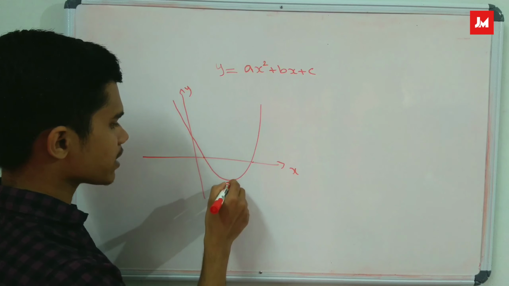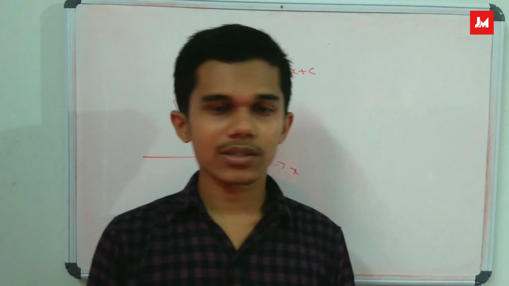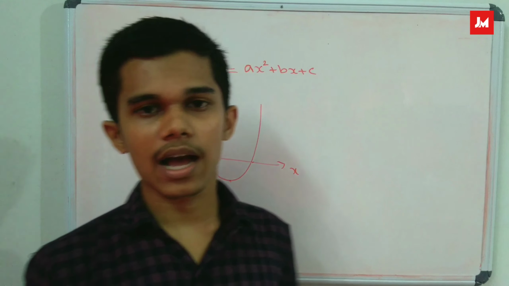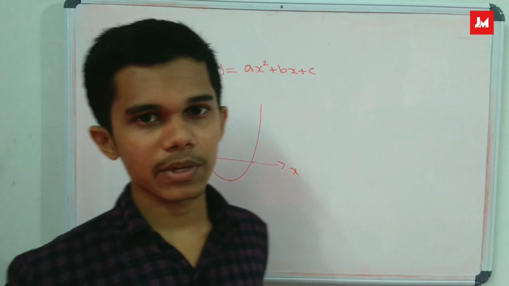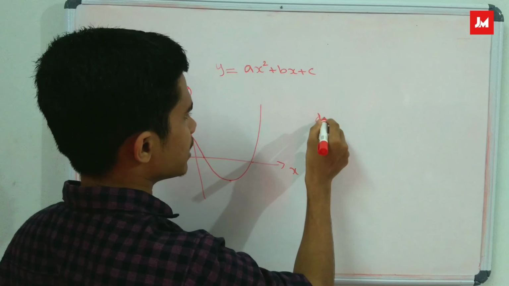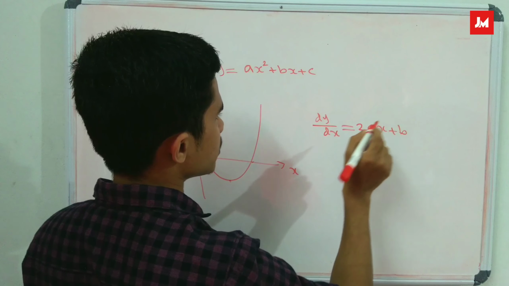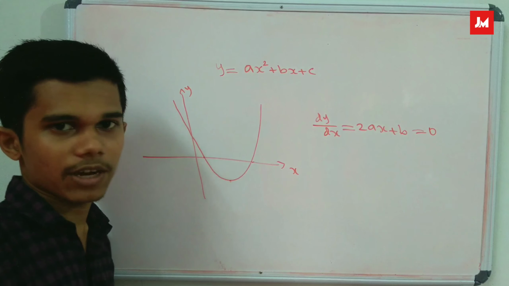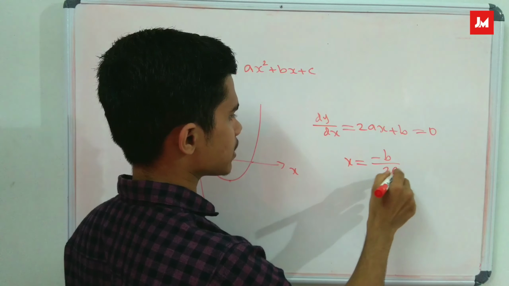So we have to find the vertex of this parabola. For finding the vertex of the parabola, take y equal to ax square plus bx plus c. We are using calculus, differentiation applications. About differentiation applications we will discuss later. So here we are using differentiation. dy by dx equal to 2ax plus b. Finding the critical point, take dy by dx equal to 0. Then we will get x equal to minus b by 2a.